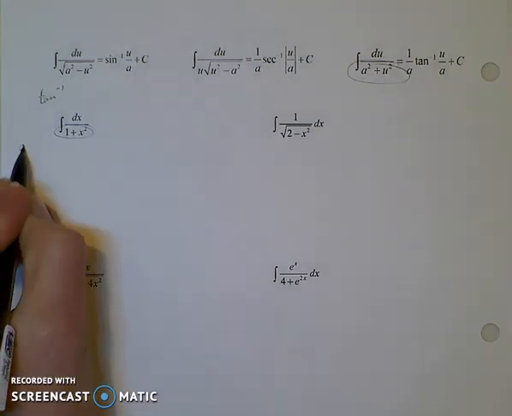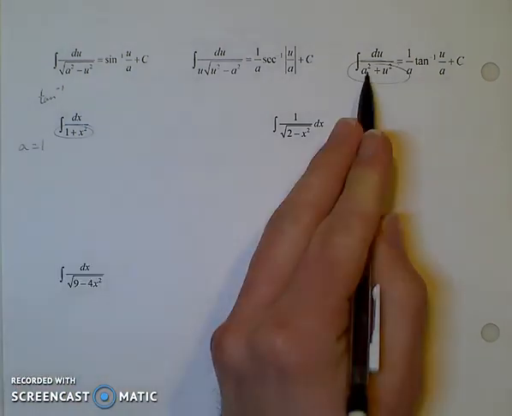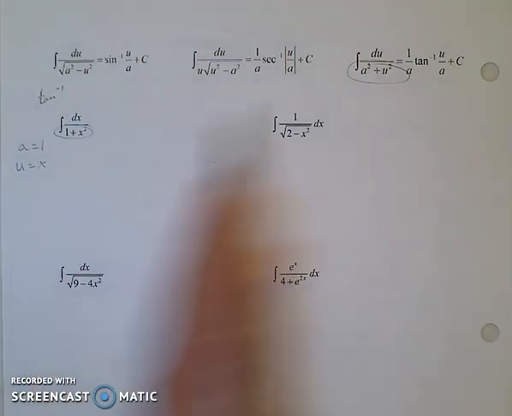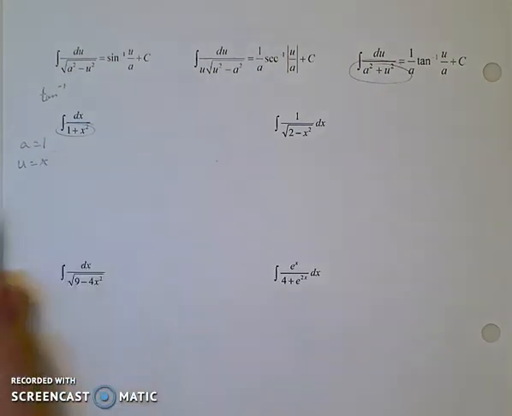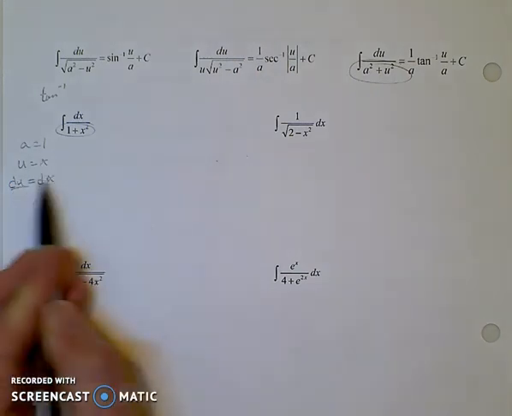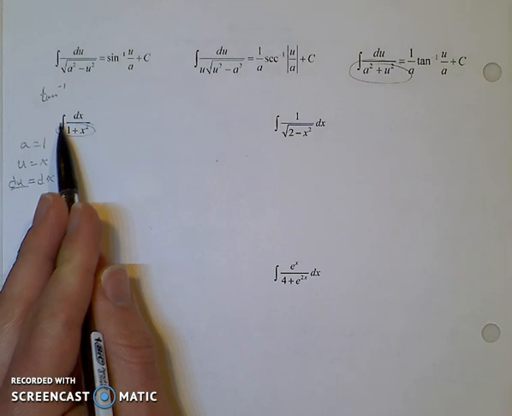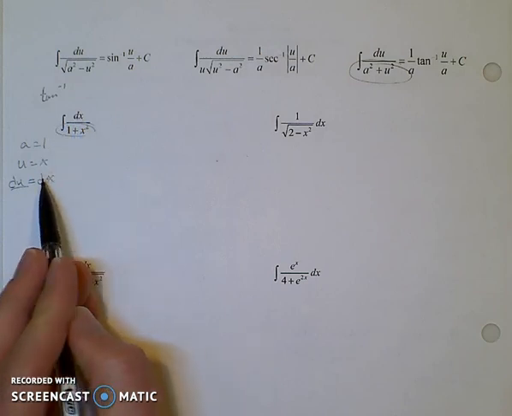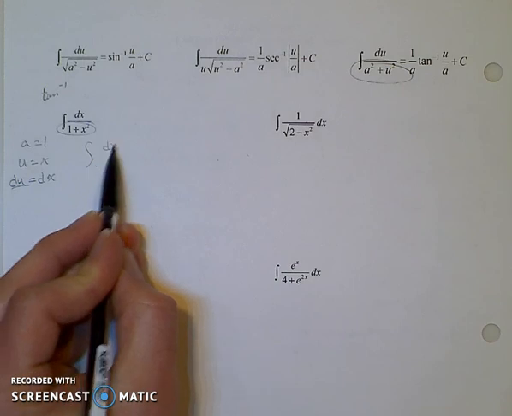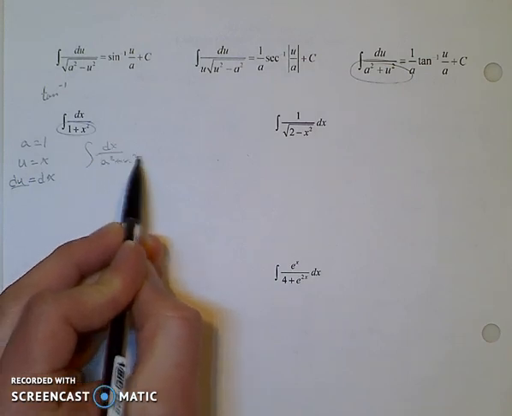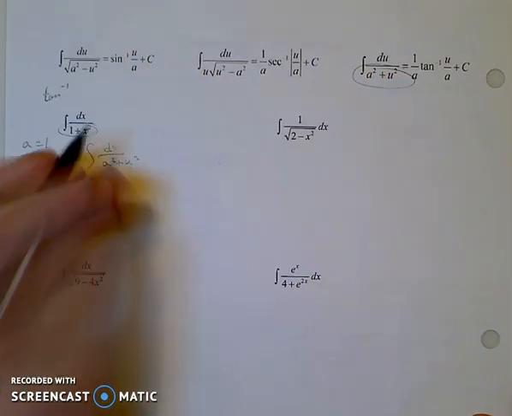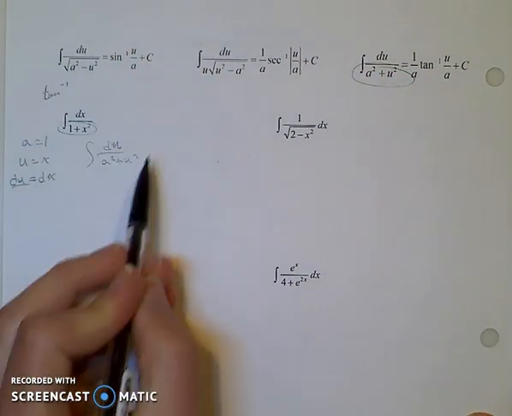And a is 1. 1 squared is 1. U is x. U squared is going to give you x squared. And the one thing that you do need to do is find du. And we get dx here. So when I go to substitute in, I'm going to get du over a squared plus u squared. Sorry, du, I meant to say. Du goes here. Replaced it.